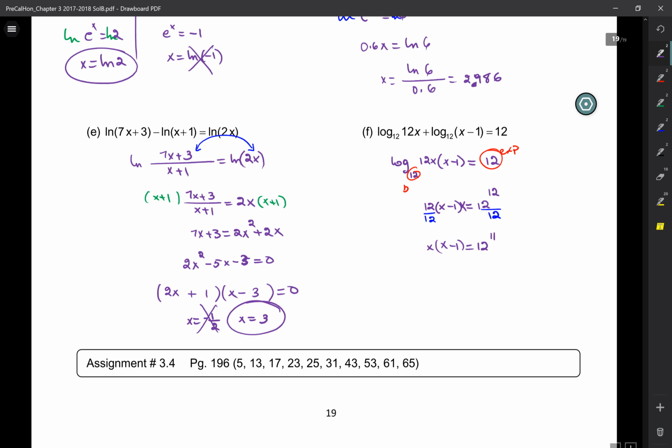Yeah, okay, so look here. Log base 12 of this equals 12. In that expression of the logarithm, the number that the log equals to is the exponent. This is the base. So this mess, 12x, x minus 1, equals the base to the exponent. Okay? So what I have here is x squared minus x minus 12 to the 11 is equal to 0. And surely we can factor that, yeah? Or not. We can't factor that. So this is a calculator problem from here. But you see how to set it up.